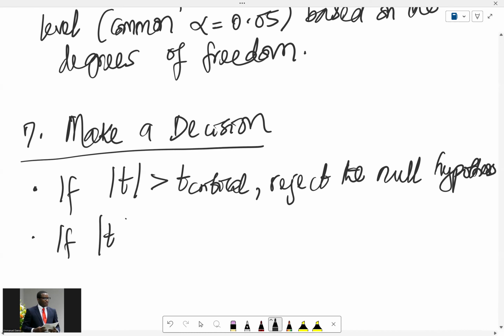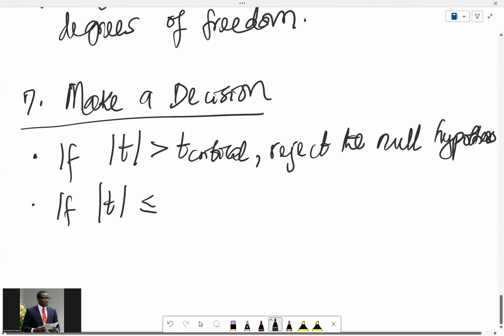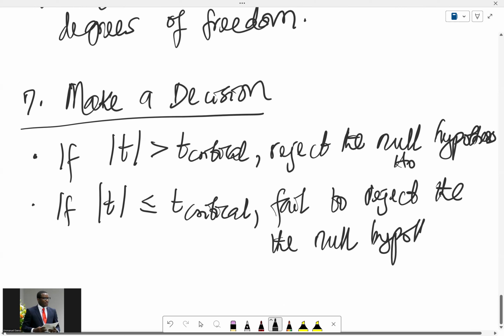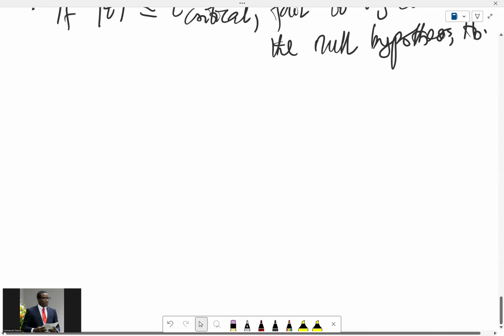Otherwise, if the absolute value of the test statistic you calculated is less than or equal to the critical t value you get from the table, then you fail to reject. That's another way of saying accept, right? You fail to reject the null hypothesis H naught, like that. So let's take an example to drive the point all the way home.